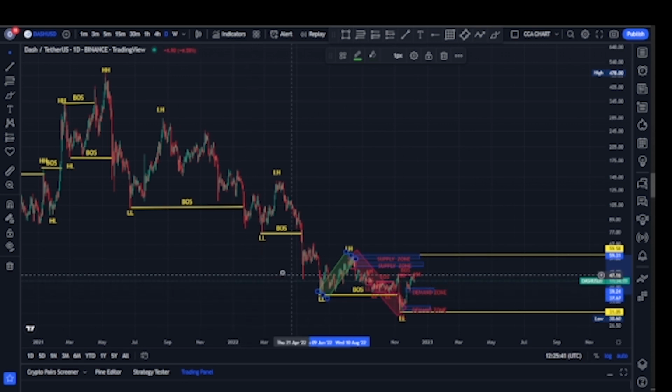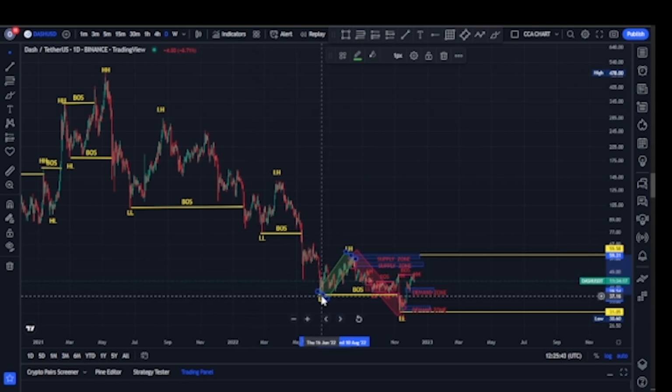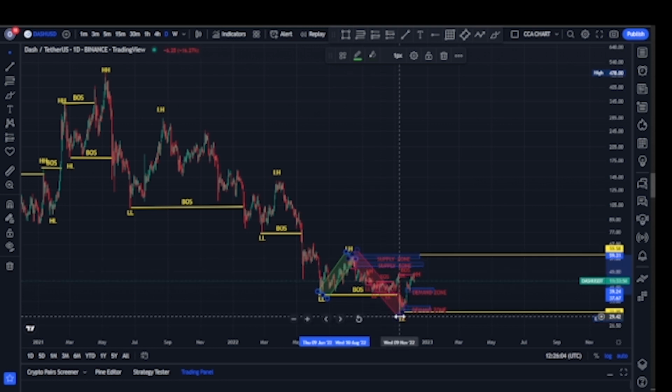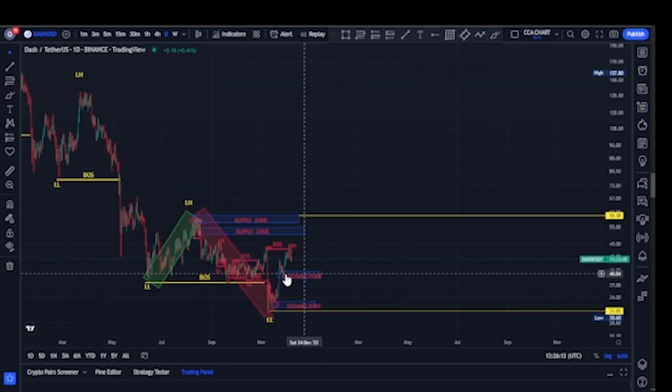So guys, after this break of structure, we expected a pullback. Sure, the bulls took price from $37, pushed price back to about $59. And guys, remember, series of break of structure to the downside. The bears came back, broke more structure to the downside, took price from that point, took price back down to about $29.